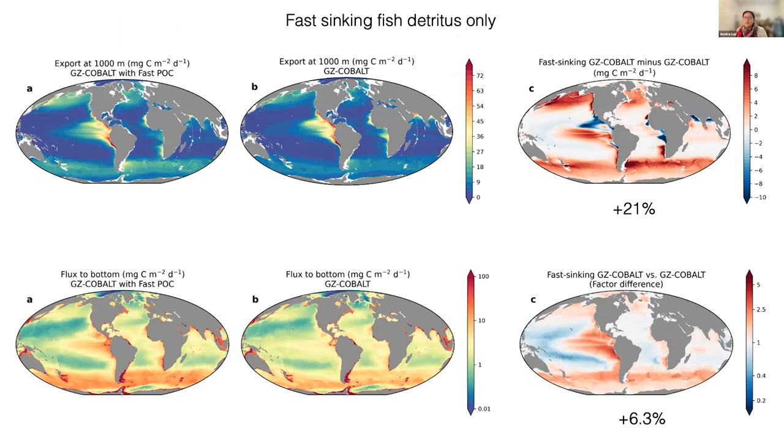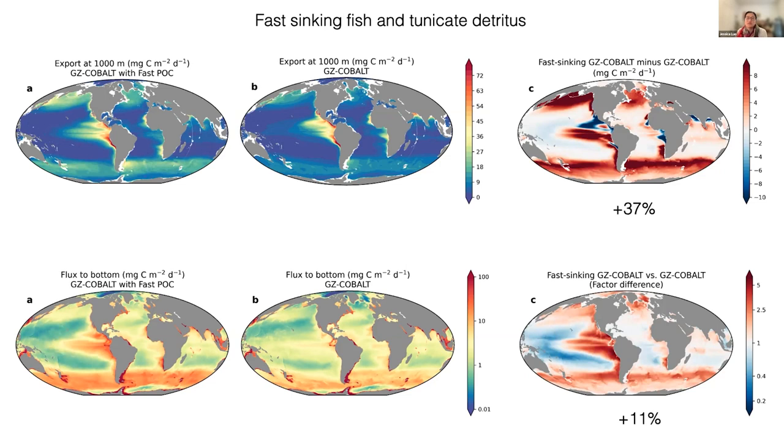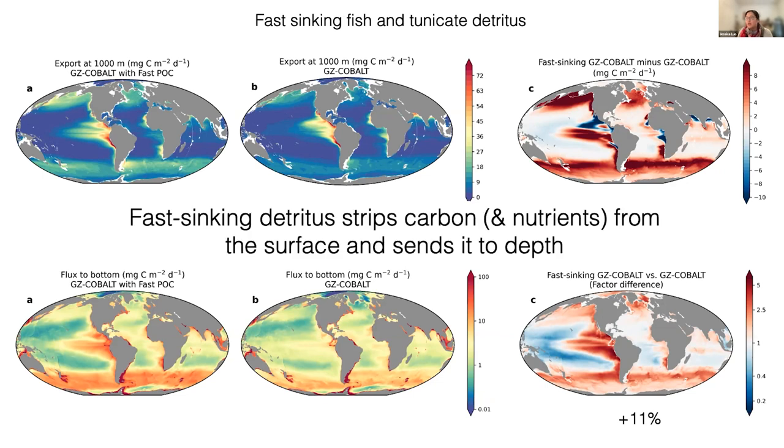So then if we look at different depths now, the top layer is the sequestration depth at 1,000 meters, and then the bottom layers are the flux to the bottom. So the story changes somewhat. With the fast sinking fish detritus, this increases the sequestration of carbon at 1,000 meters, as well as the flux to the bottom. So this is similar, again, to the tunicates. And then when you combine both of them together, this results in almost a 40% increase in fluxes past 1,000 meters and about 11% increase in fluxes to the ocean floor. So this includes both the deep depths as well as the coastal areas where depths are quite shallow. So in general, fast sinking detritus strips carbon and nutrients from the surface and sends it to depth.